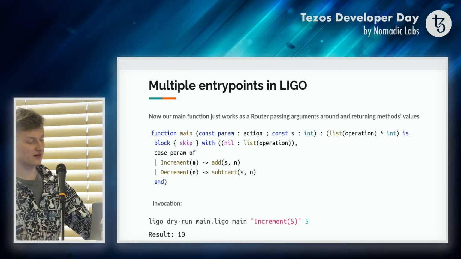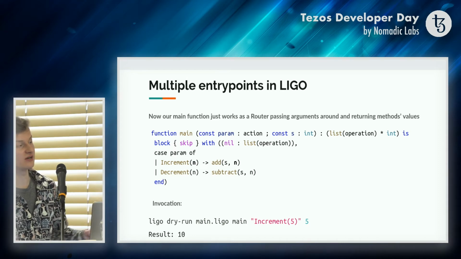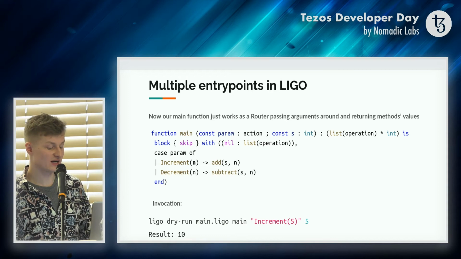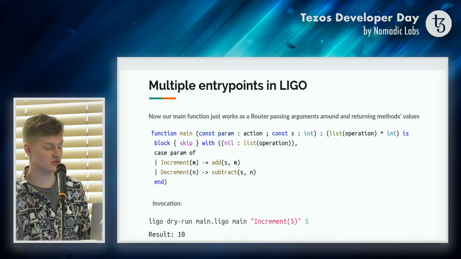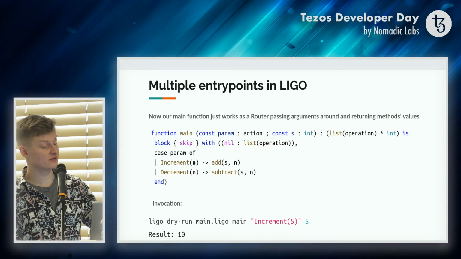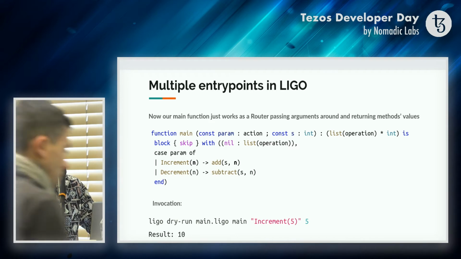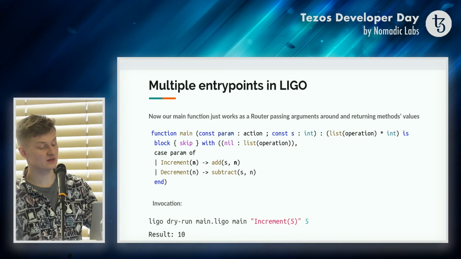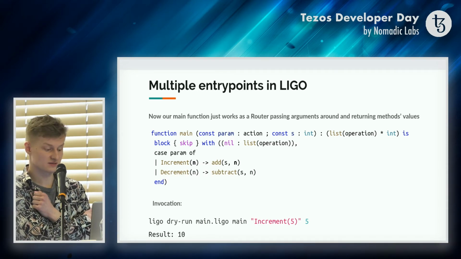You can see at the bottom of my slide, I have the last two lines. So you have ligo dry-run main, then the main entry. We specify main is the name of the contract. Increment in parentheses 5 means that we pass argument 5 as the first argument to our main function, named const param of type action, and then we pass the second 5 as a second argument. If you look at, I think, the fourth line, you have case param of increment n in bold, and it gets passed to the add function. So as a result, you will get 5 plus 5 in this case.